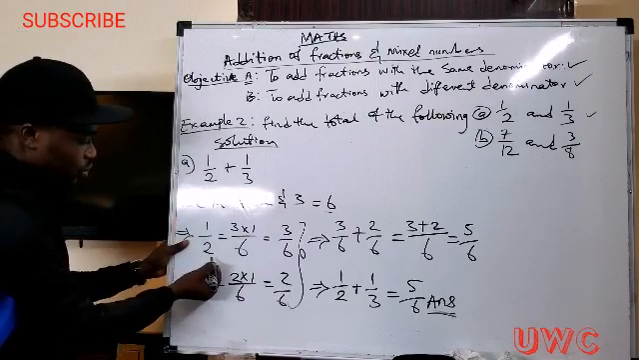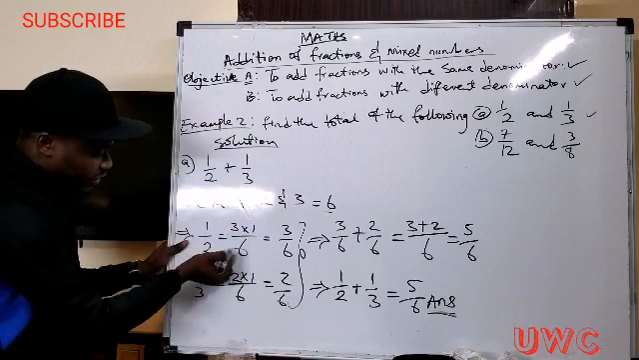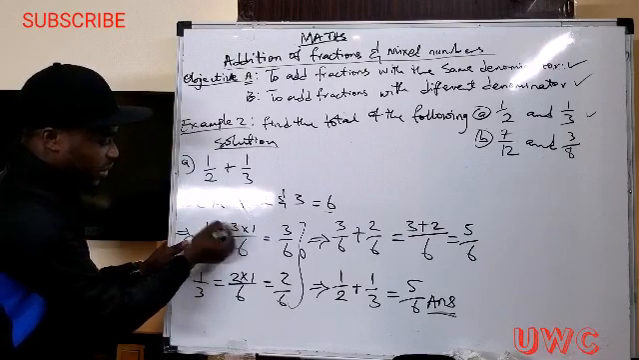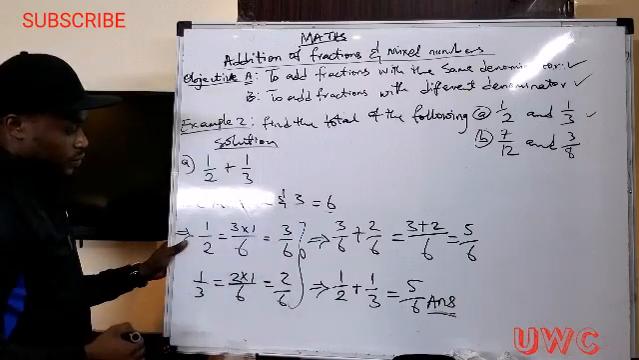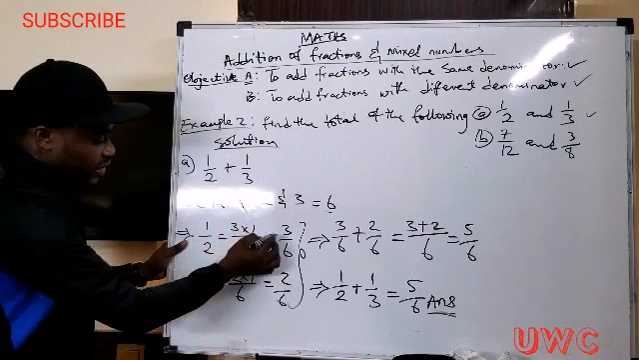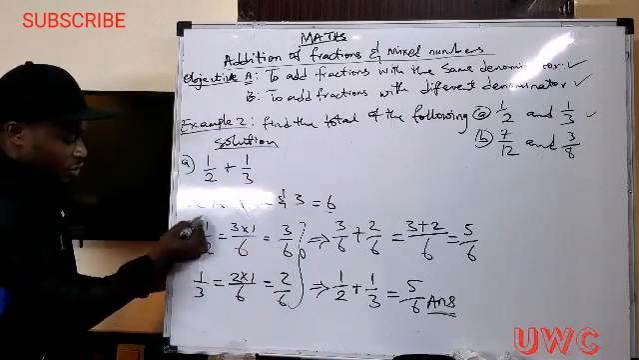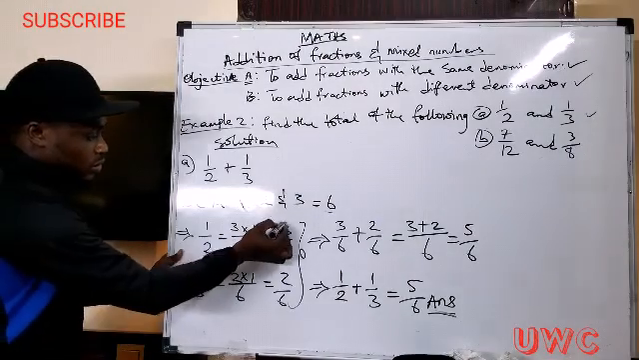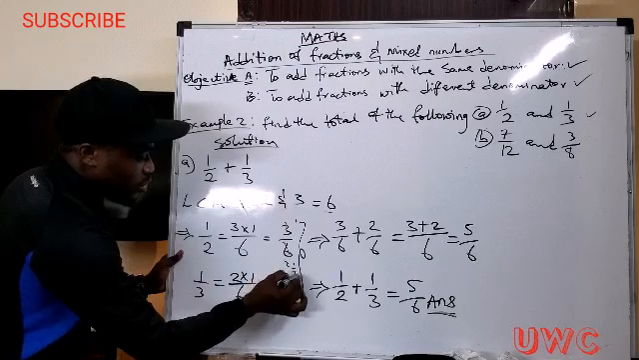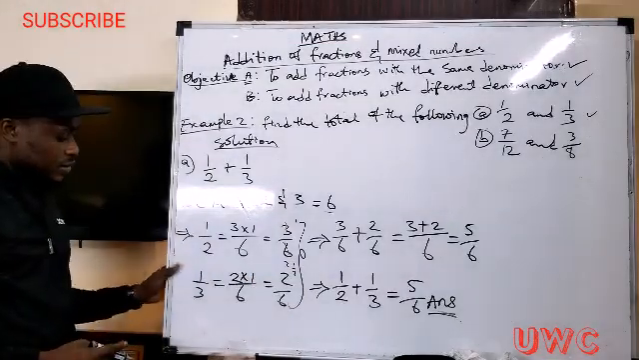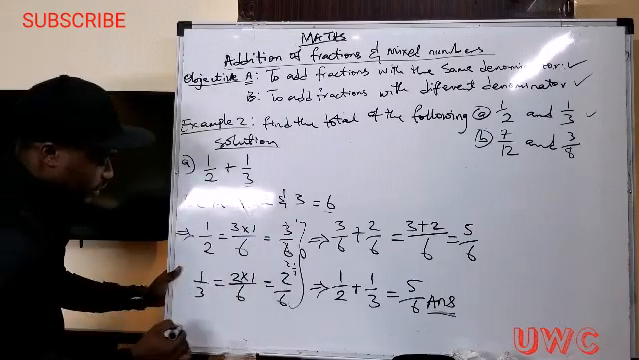1 over 2 is equal to, the LCM is 6. So 6 divided by 2 will give us 3, multiplied by 1 to give us 3 over 6. You find out that this 3 over 6 is still an equivalent fraction of 1 over 2, because 3 can kill itself to 1 and this 6 to 2 to give us 1 over 2. You understand?